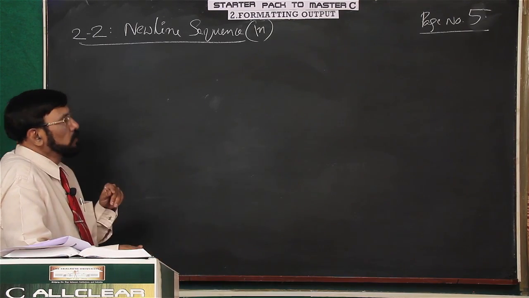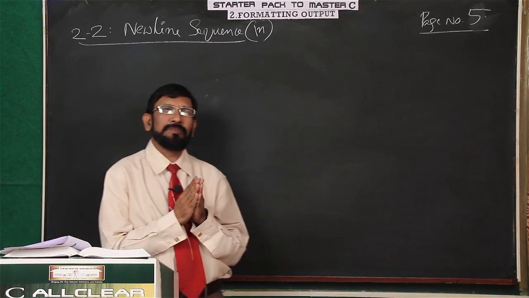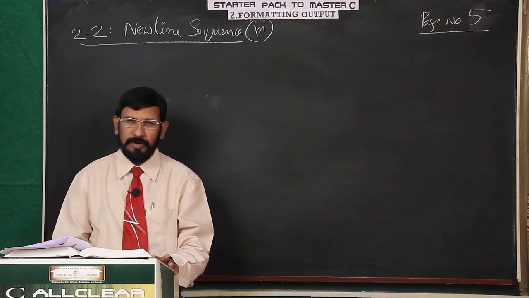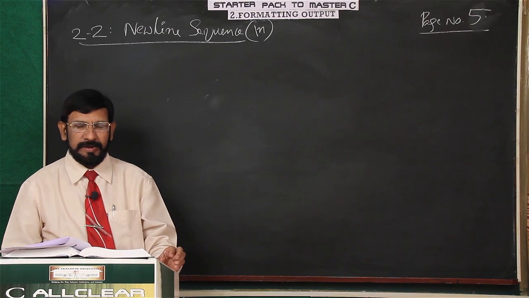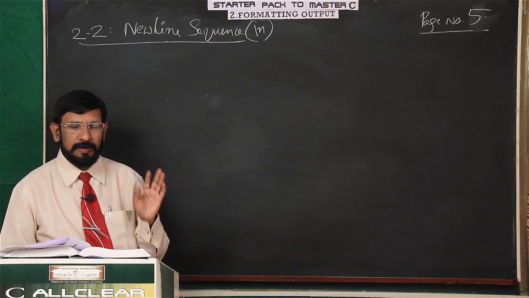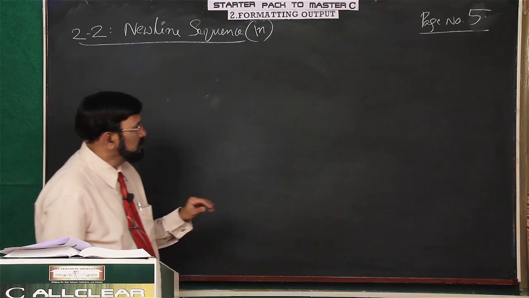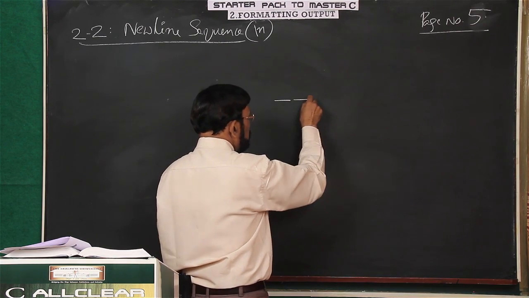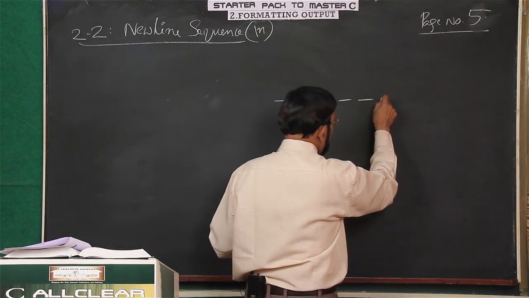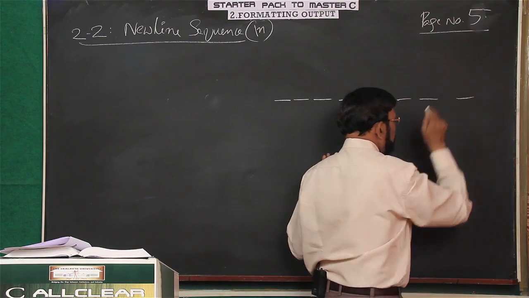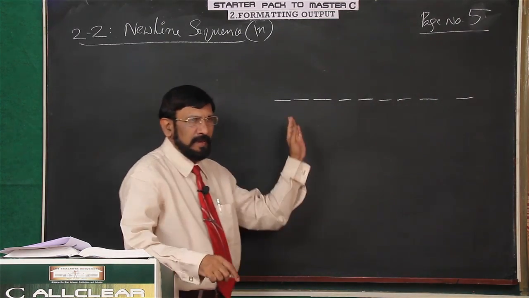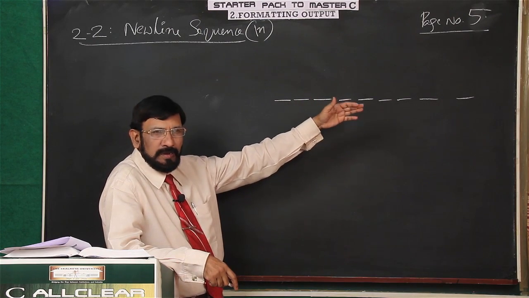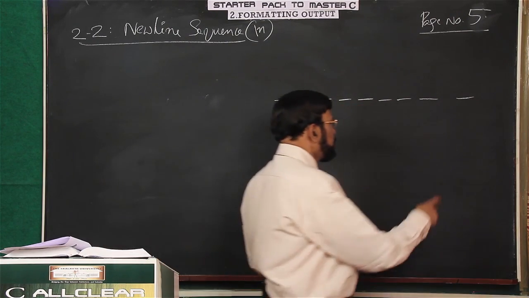2.2 Newline sequence. Now, the newline sequence, as I told you, is a very important sequence. It is a very useful element for output formation. Just see, we already considered the same example. Now, I put the data of your marks report like this: your name, your class number, your roll number, your marks, your total marks, average marks, grade, and all that.